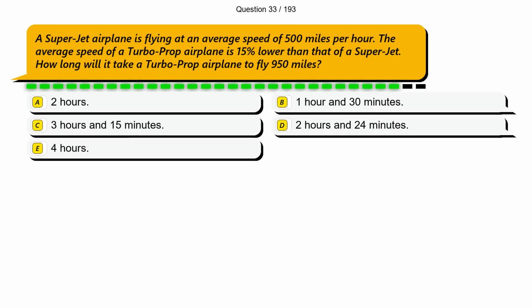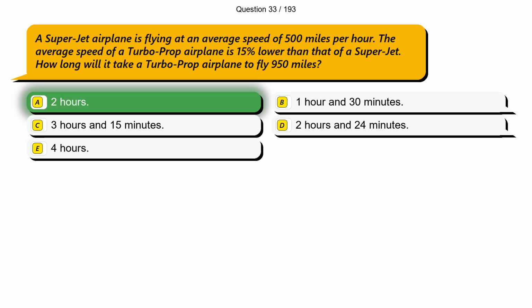Question 33. A superjet airplane is flying at an average speed of 500 miles per hour. The average speed of a turboprop airplane is 15% lower than that of a superjet. How long will it take a turboprop airplane to fly 950 miles? Option A, 2 hours. Option B, 1 hour and 30 minutes. Option C, 3 hours and 15 minutes. Option D, 2 hours and 24 minutes. Option E, 4 hours.